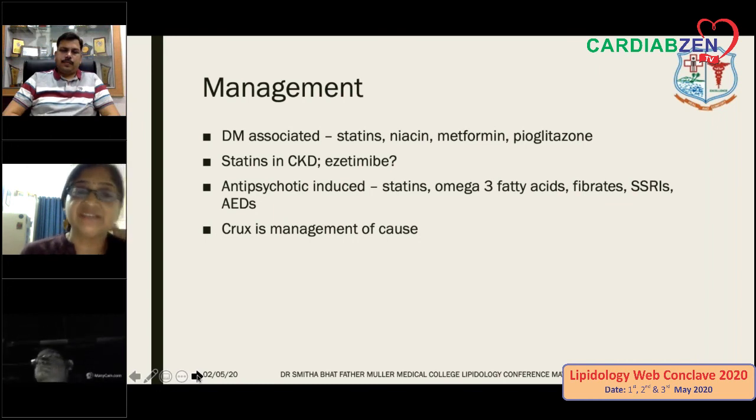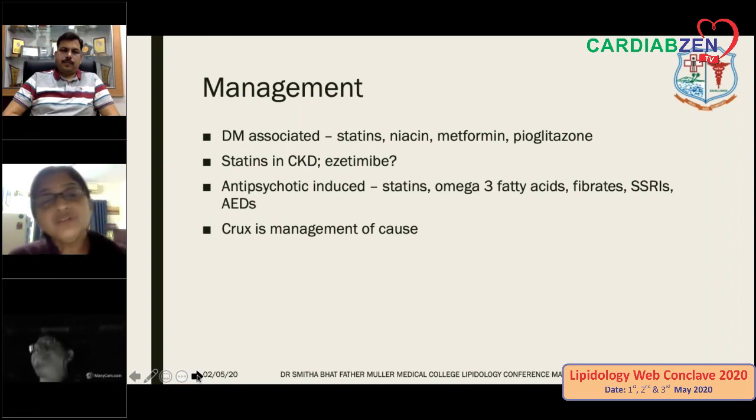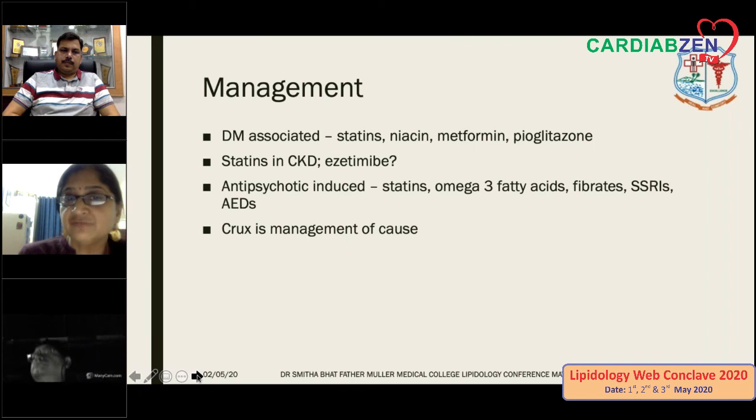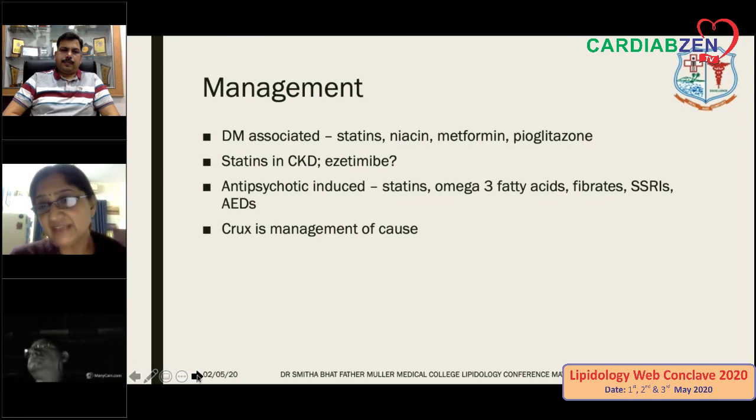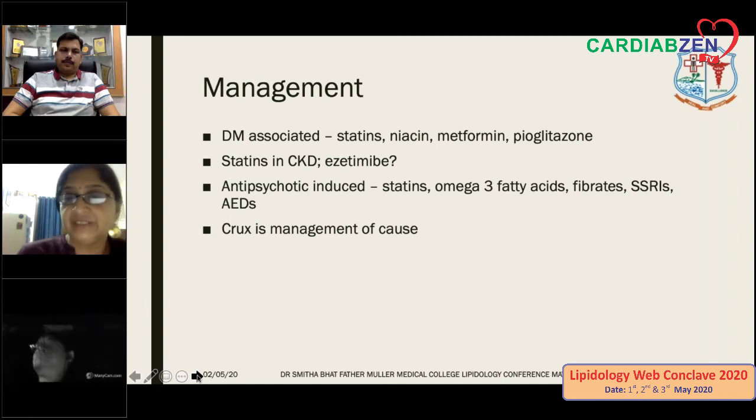Dr. Asha has talked about statins in CKD, and the doubtful role of ezetimibe, but it has been useful. I'm not sure I mentioned this before, but we get many referrals of patients who are treated with antipsychotics. Apart from weight gain itself, they have terribly disturbed lipid profiles. What works for them? Statins, omega-3 fatty acids, fibrates. Interestingly, SSRIs and anti-epileptic drugs like topiramate also seem to have a beneficial effect. Once more, apart from treating with statins or with fibrates, as the case may be, remember that management of secondary dyslipidemia hinges on management of the cause.